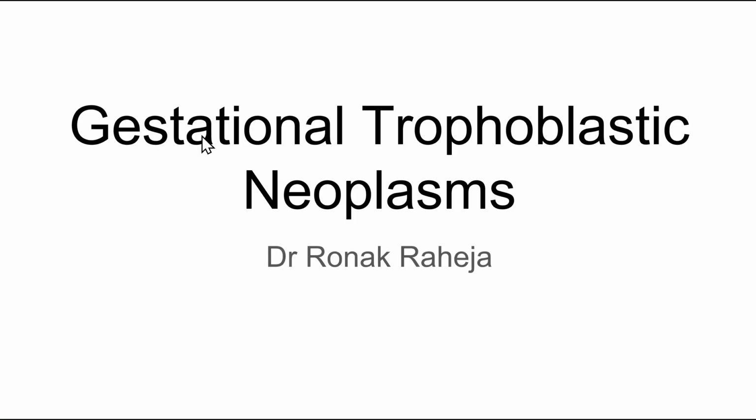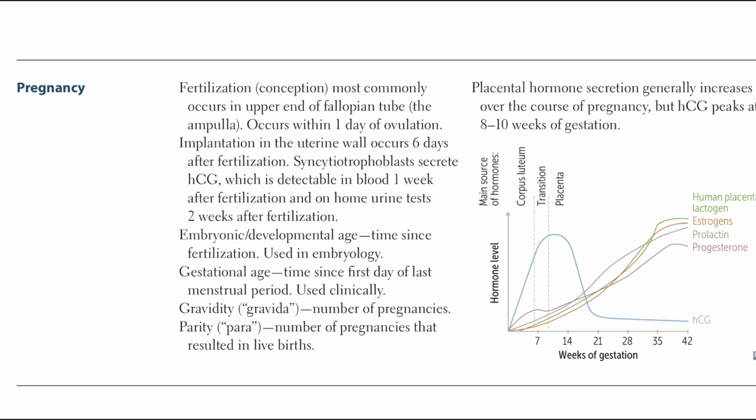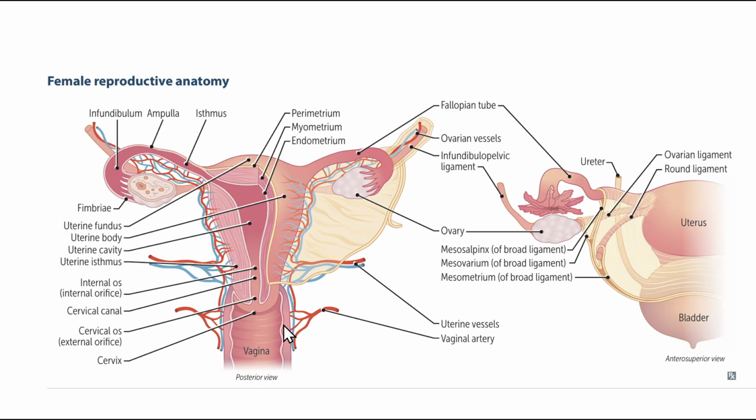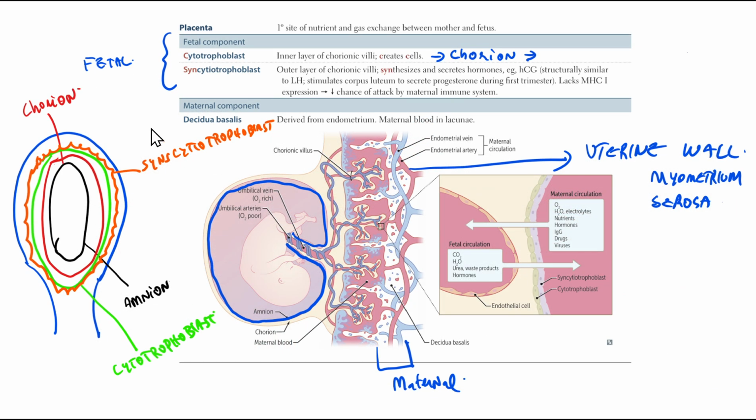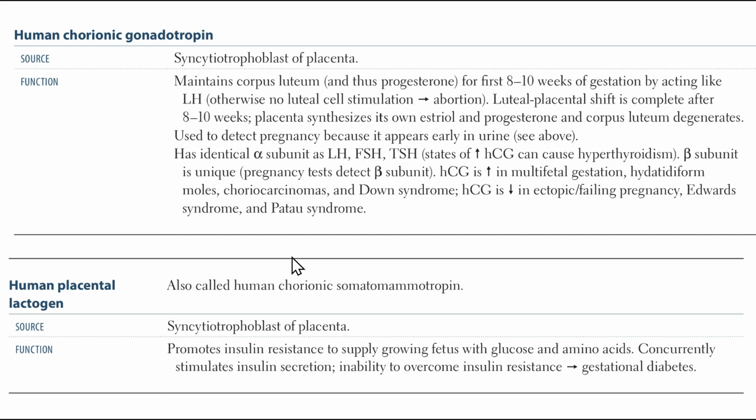So we're talking about GTN, and you have to understand that in pregnancy, beta HCG is produced, and there is an implantation which happens. Sometimes the implantation goes deeper, and you have cytotrophoblast and syncytiotrophoblast and decidua basalis, which is derived from the endometrium and the placenta. It's in between the endometrium and the fetus. In there, you have the syncytiotrophoblast, which produces beta HCG, and the cytotrophoblast, which produces the cells.